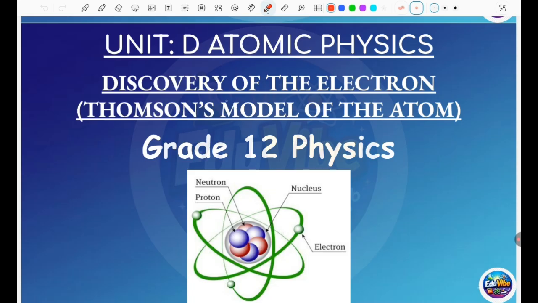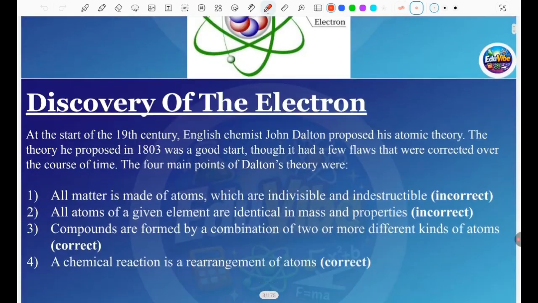Today we are doing the discovery of the electron, which is Thomson's model of the atom. In the next few lessons of this unit, we are doing the discoveries. We do the discovery of the electron, nucleus, atom, and some shells and levels. These are the models made by inventors, like Thomson, Rutherford, the Bohr model, and the quantum model. So let's start with that and learn more about the electron.